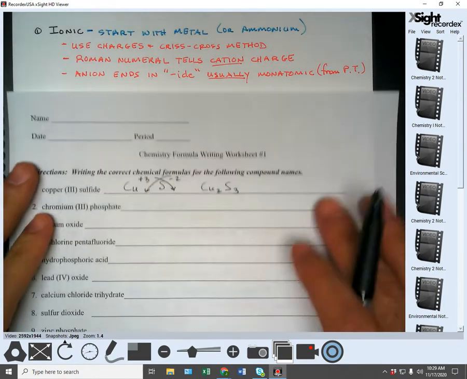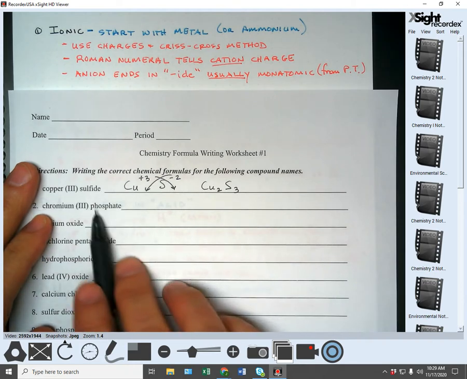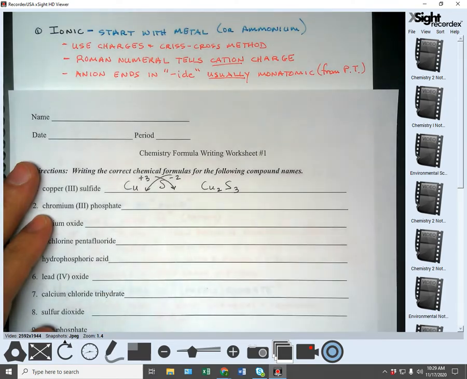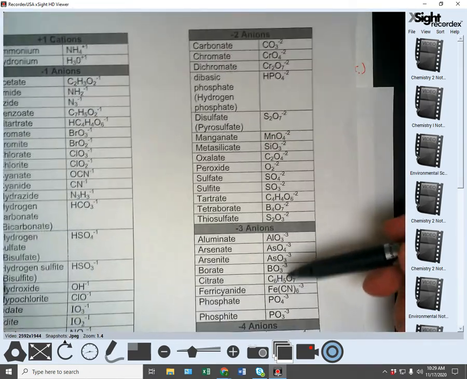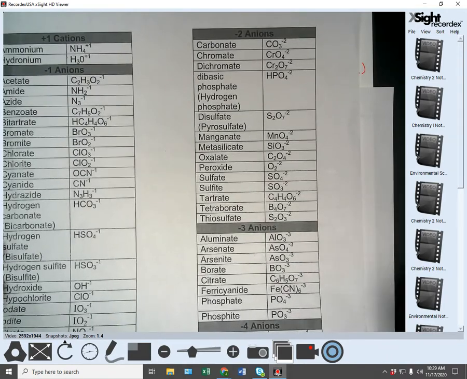If your anion either ends in something other than ide or it's not on the periodic table, then it will be a polyatomic, like here, the phosphate. You'd look up on this sheet and find out what it is and use that. So PO4 -3, then you do the crossing, reduce, all that.